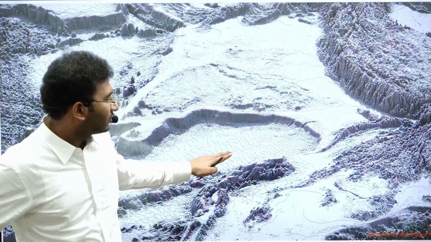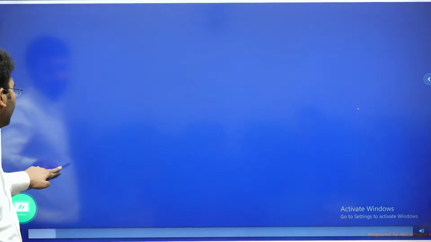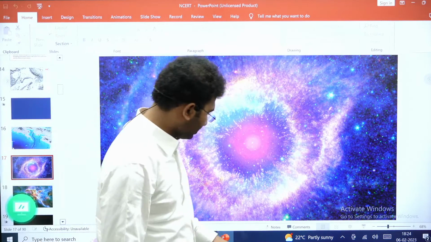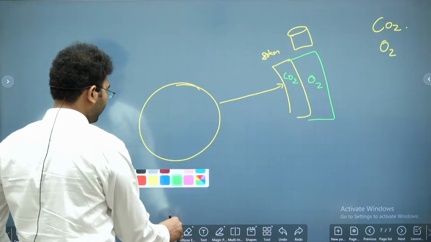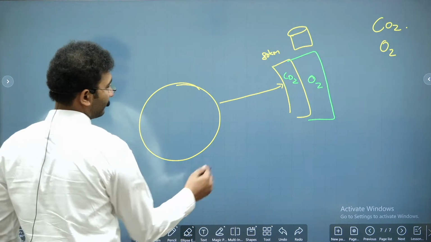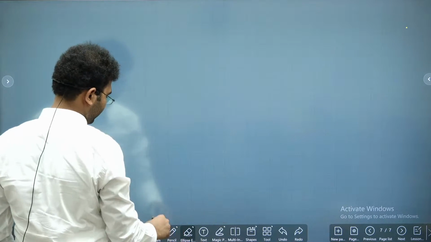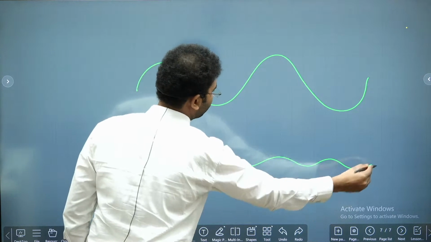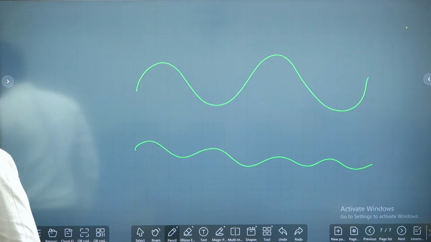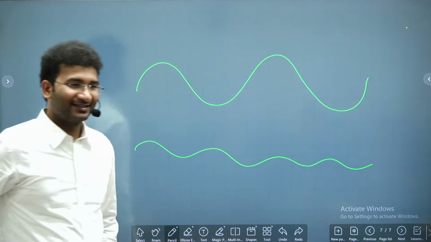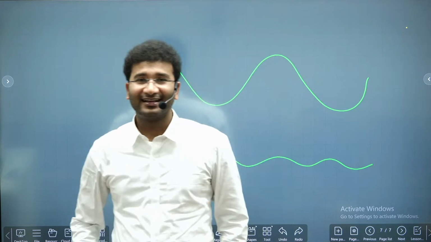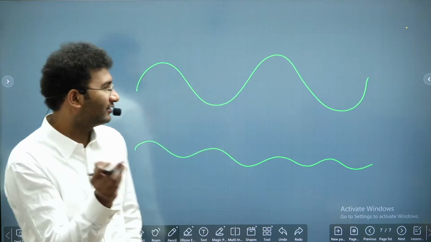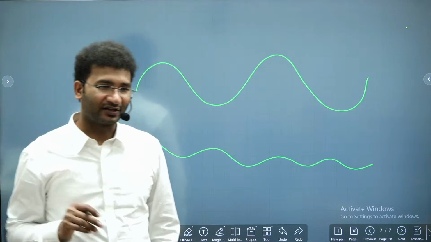Now coming back, I wanted to ask you a question: what is the difference between a tide and a wave? What is the difference between a tide and a wave? एक tide क्या होता है, एक wave क्या होता है? Can you tell me? Tides मतलब ज़्यादा height की होता है, और मून के इफेक्ट की वजह से you'll get the tides. Then waves क्या होता है?